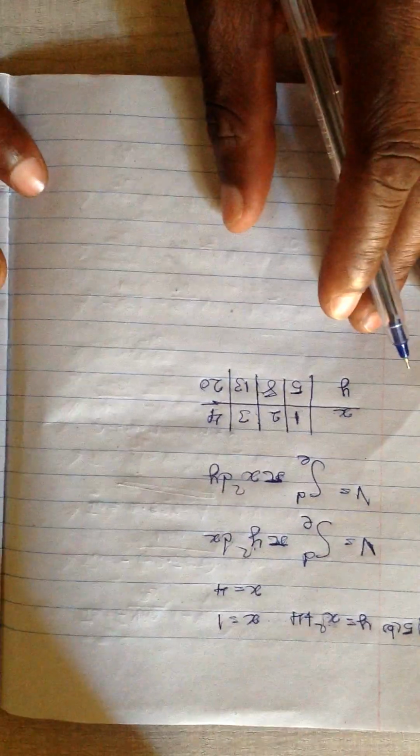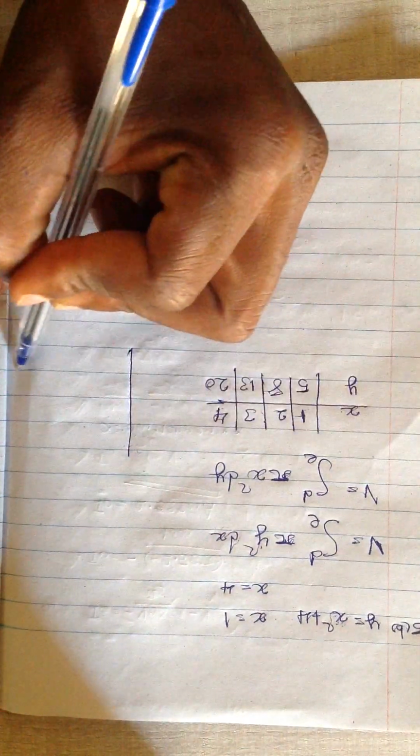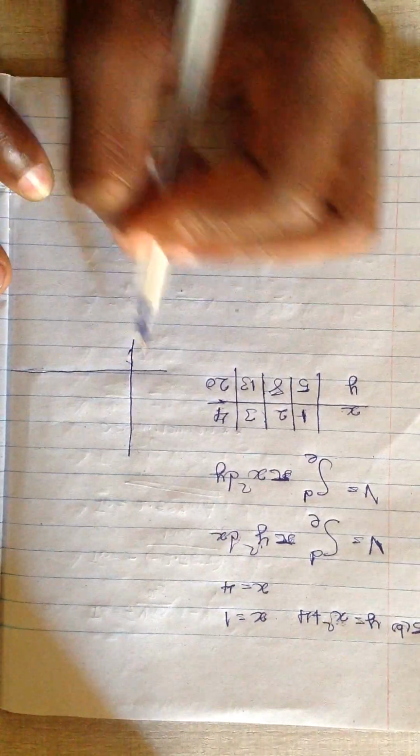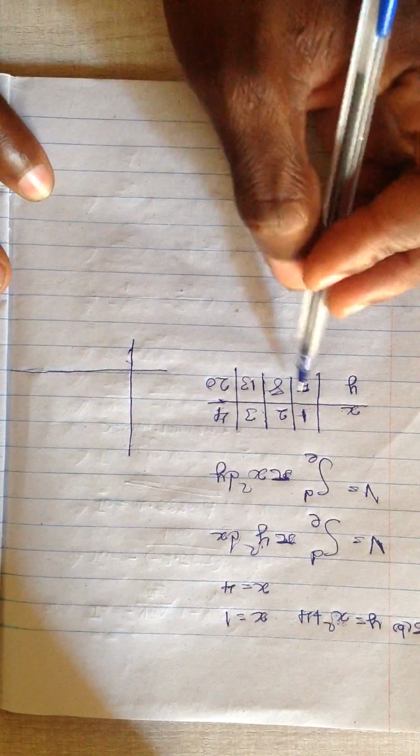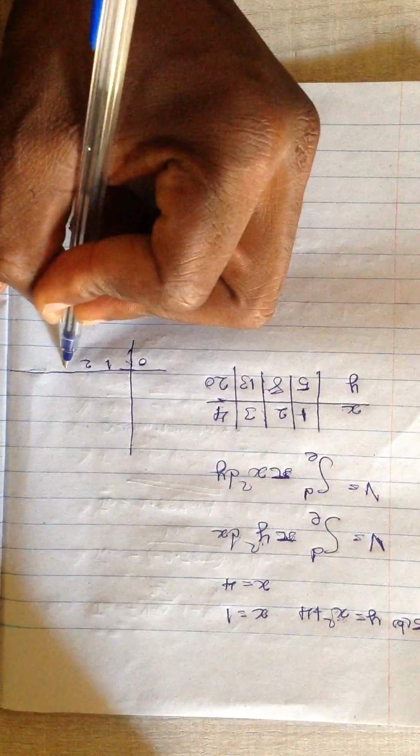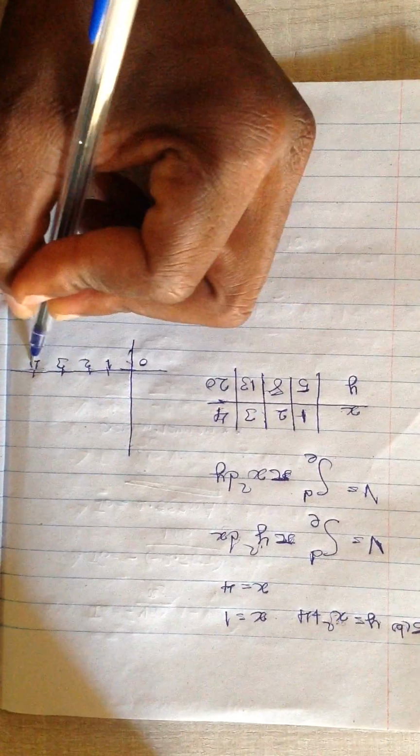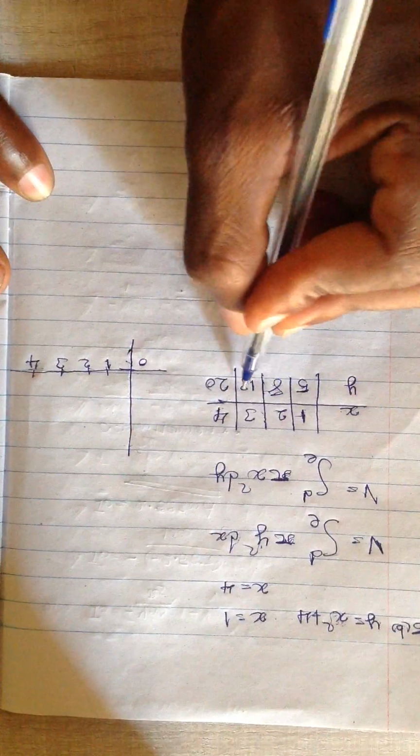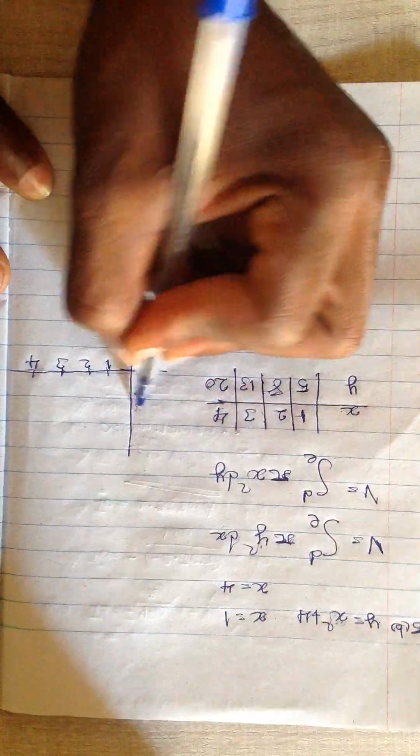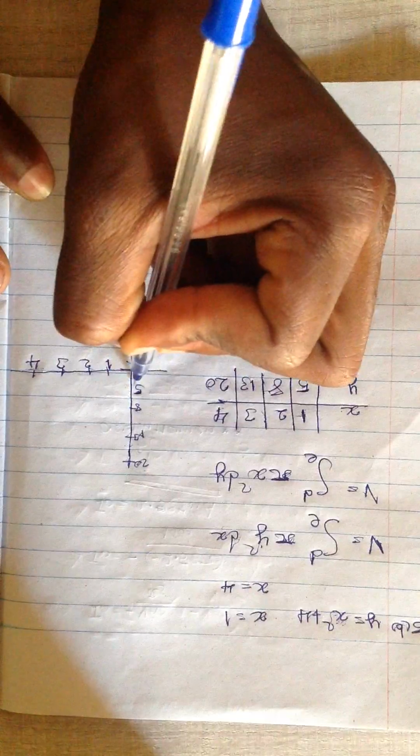You can come up with your graph here. Why am I not including the negatives? Because we don't have the negatives here, so it will be 0. For the x part I have 1, 2, 3, and 4. This is my x. What is the y part? I have 5, 8, 13, and 20. So I'll have 5 here, 8, 13, and 20. These are my values.